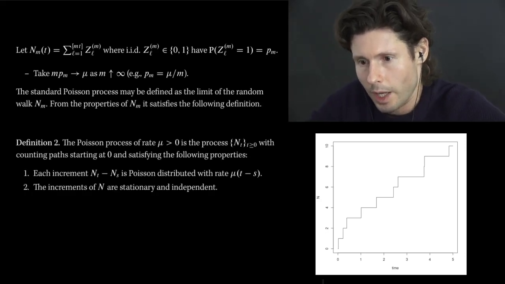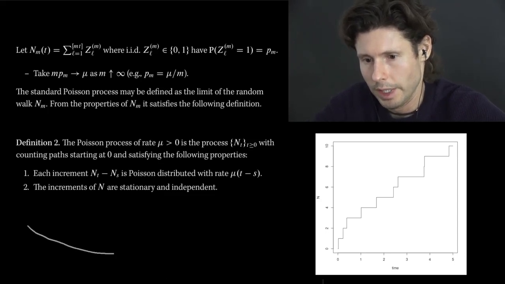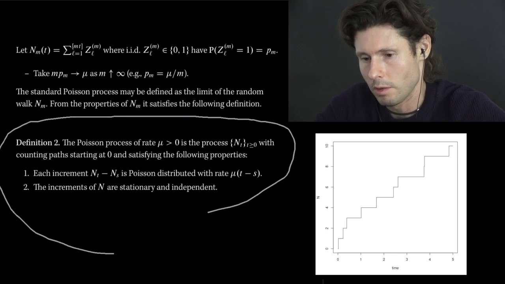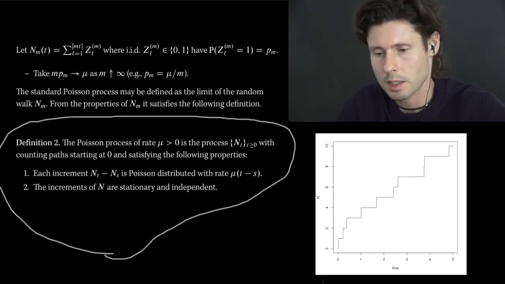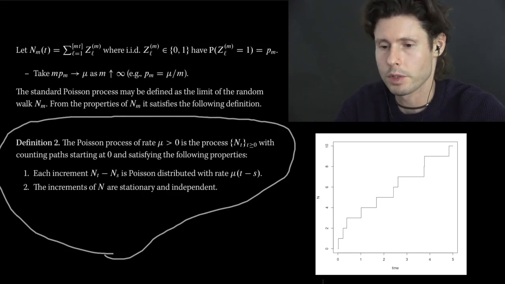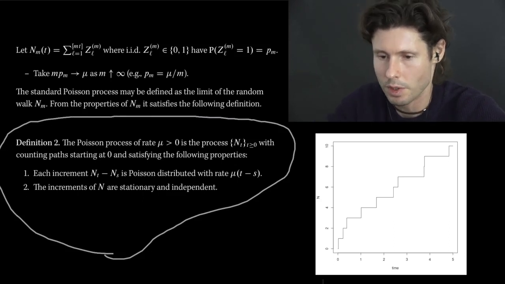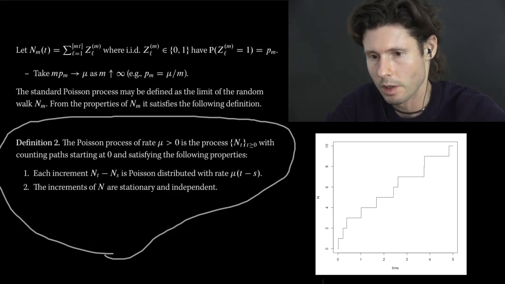And so all of these observations lead to this definition, right? You can track it one by one. Counting paths, yes. Independent increments, yes. Stationary increments, yes. Are they Poisson distributed? Yes, that was the Poisson approximation theorem.